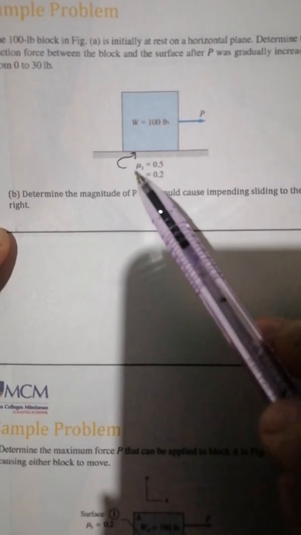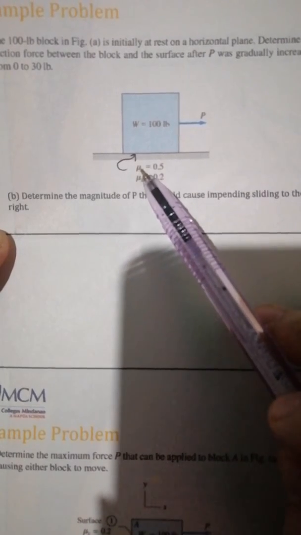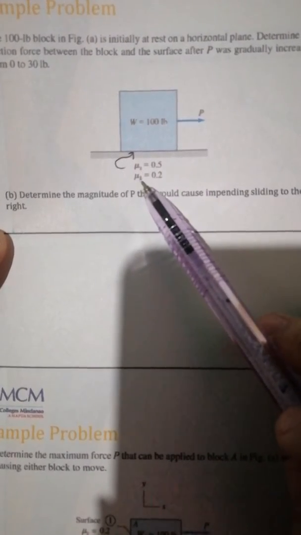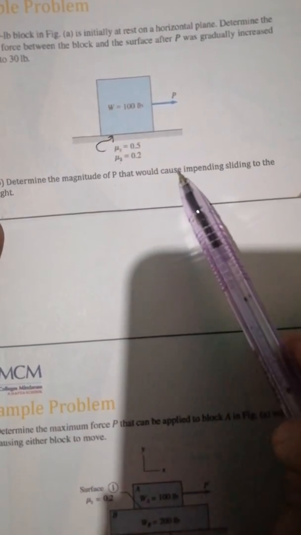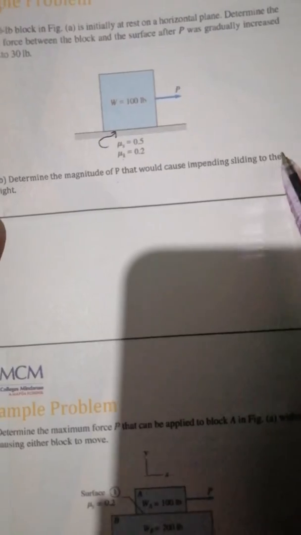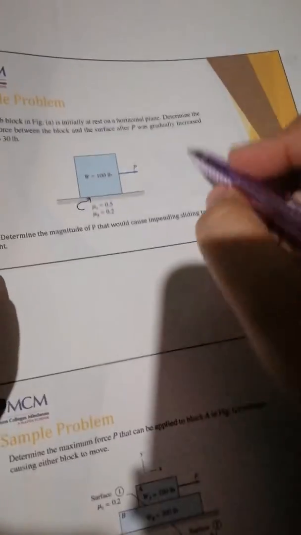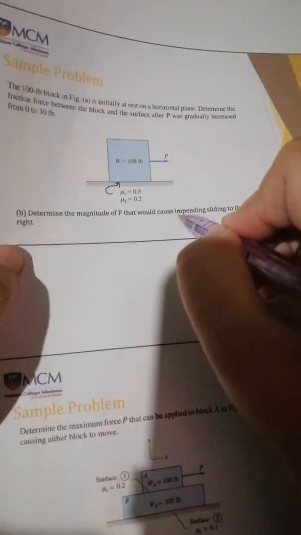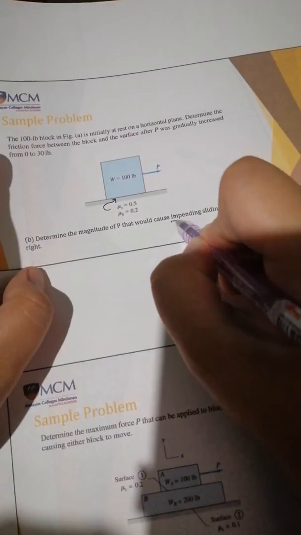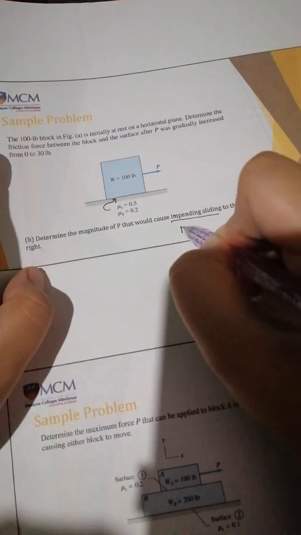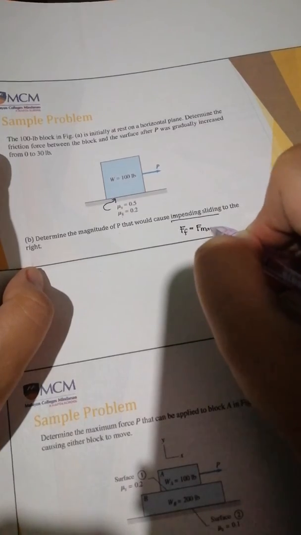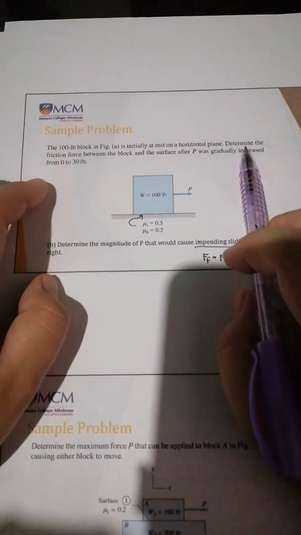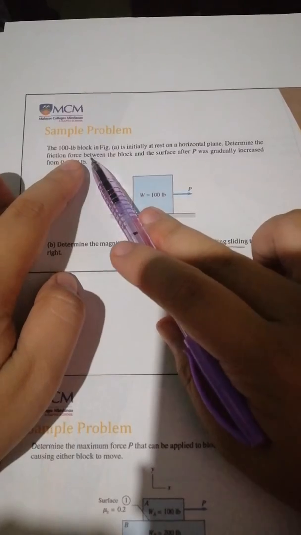Now, mu s, or static coefficient of friction, is 0.5 and kinetic coefficient of friction is 0.2. Now we are to determine the magnitude of P that would cause impending sliding to the right. Remember, when we say impending sliding, the actual friction force is equal to the maximum static friction. But we have to first determine the friction force.